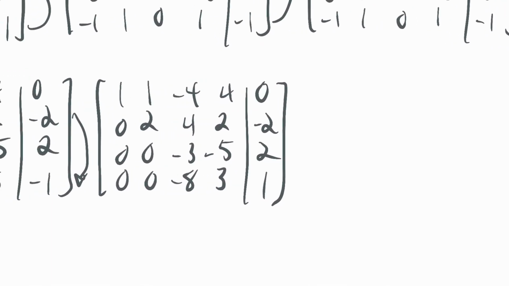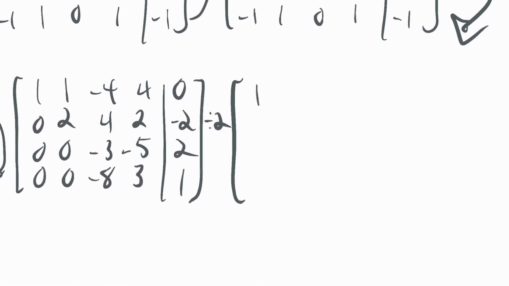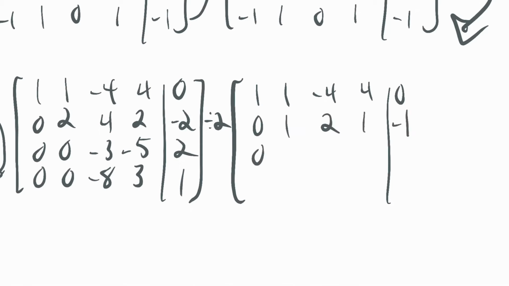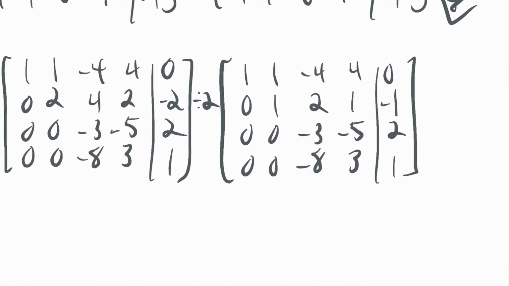We do. Okay, now I'm going to divide this row by 2. So I get 1, 1, -4, 4, 0, 0, 1, 2, 1, -1, 0, 0, -3, -5, 2, 0, 0, -8, 3, 1. Okay. We're getting close to the end here.